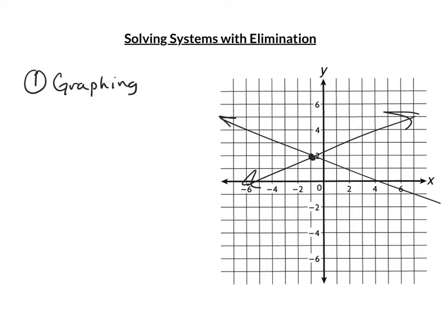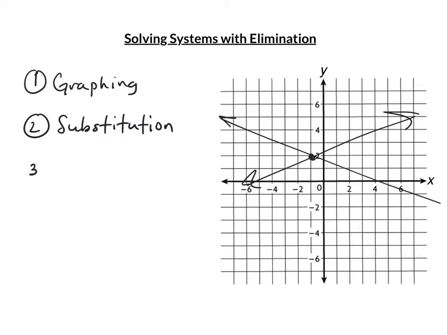The second technique we've already done, it was called substitution. That's where you get the variable by itself and you plug it into the other equation, you substitute into the other equation, and then you solve. And once you solve for one of the variables, you plug that value back in and find the other. The answer is still an ordered pair. It's where two lines intersect.